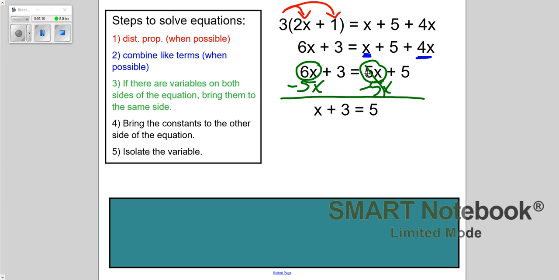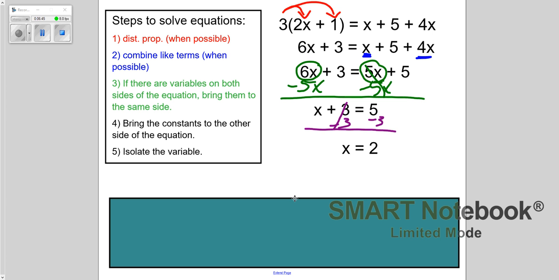Okay, so now I moved all the variables to the left and I got x, so I need to move the 3 to the other side, but whenever I cross over, whenever I go from one side of the equation to the other, I need to do inverse operations, because 3 minus 3 is 0. Balance method, do the same thing to both sides, and I get x equals 2. And that's the answer to this equation.